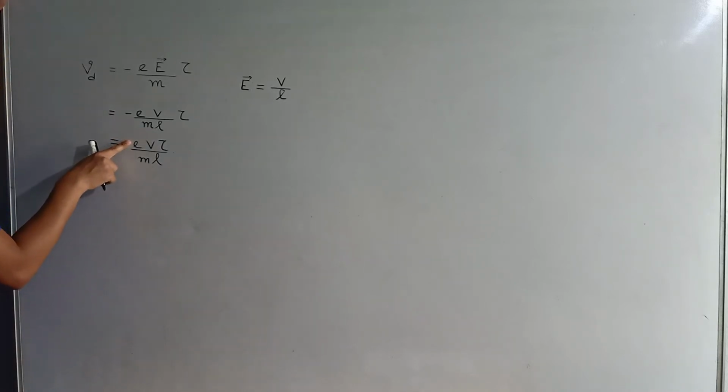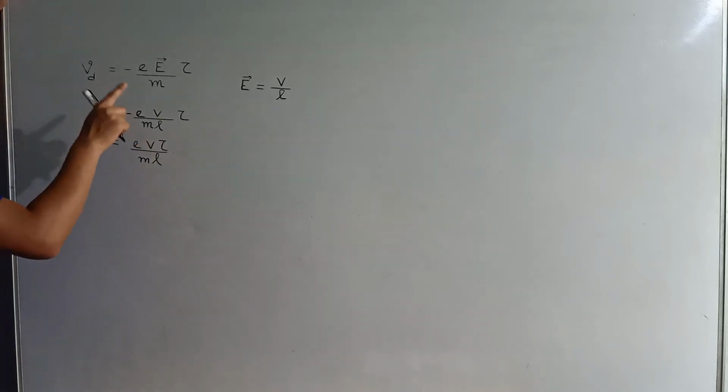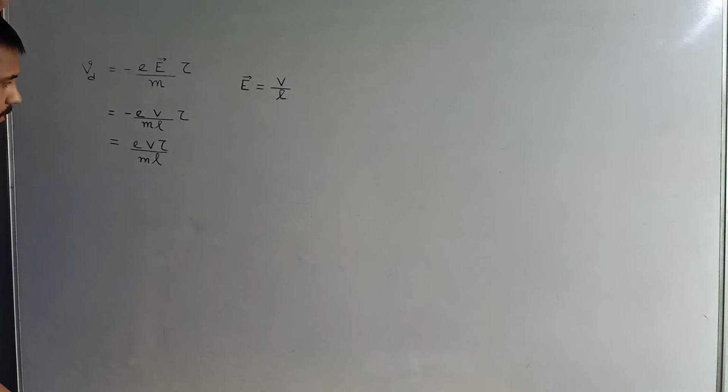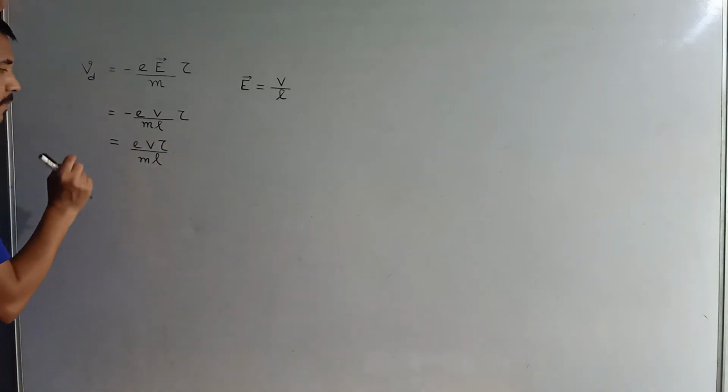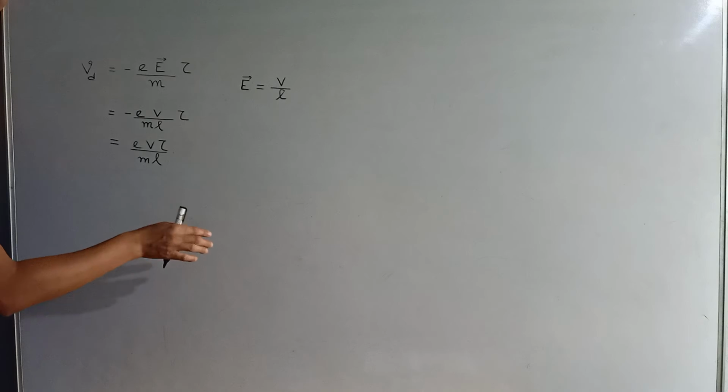Here e is the charge of the electron, only the magnitude. V is the potential that is applied across the two ends of the conductor. Tau is your average relaxation time. m is the mass of the electron, and L is the length of the conductor. See, your concept must be very clear about the drift velocity. Only then can we prove this relation.